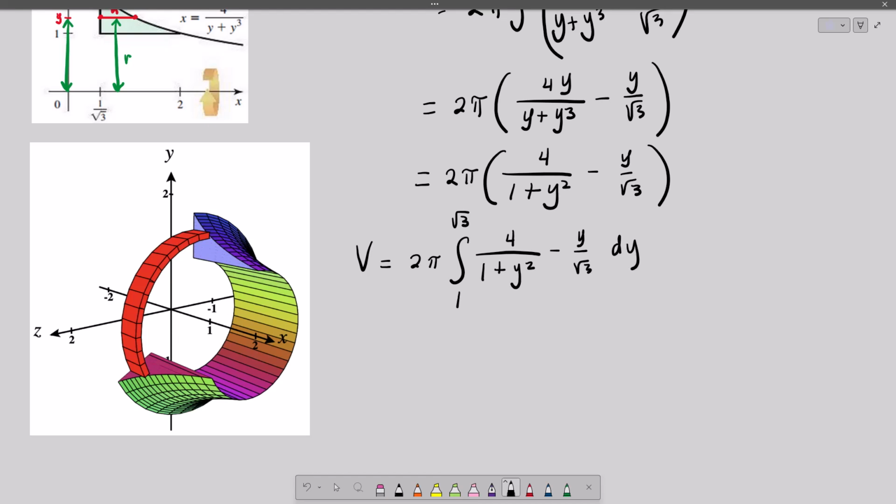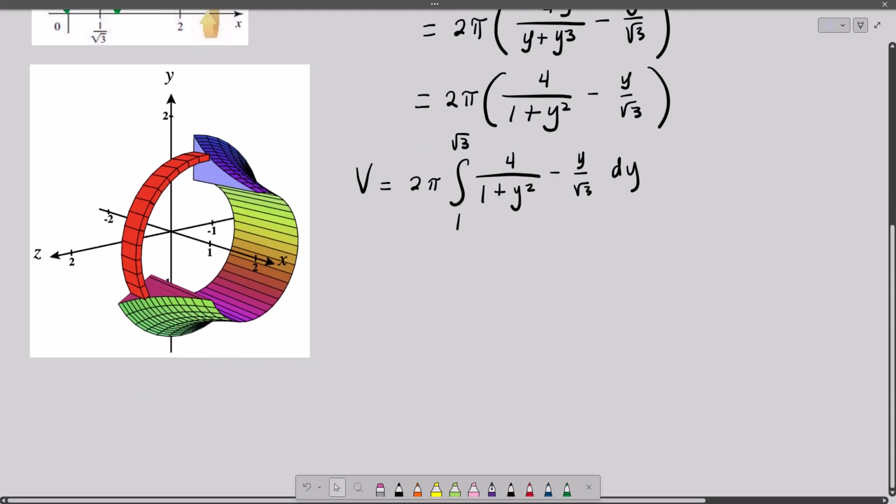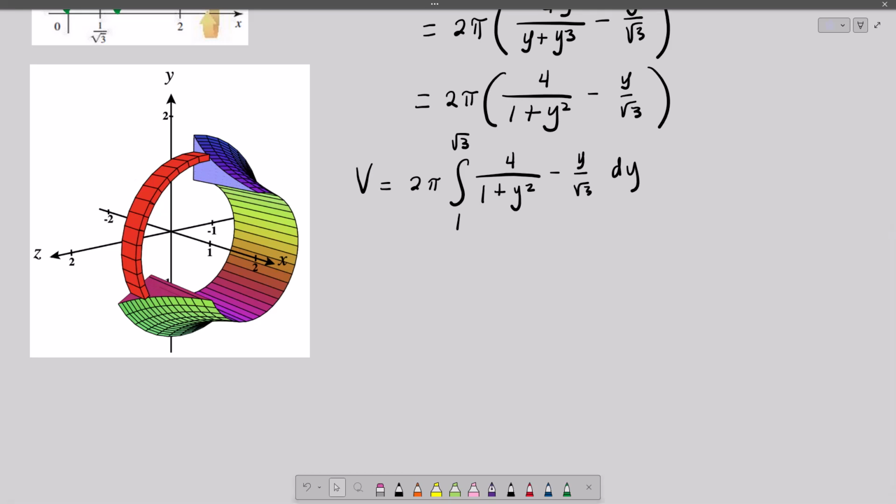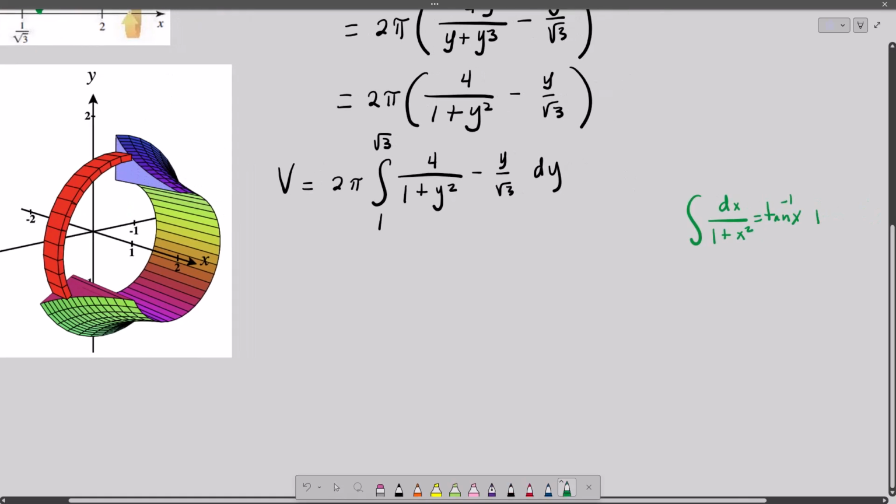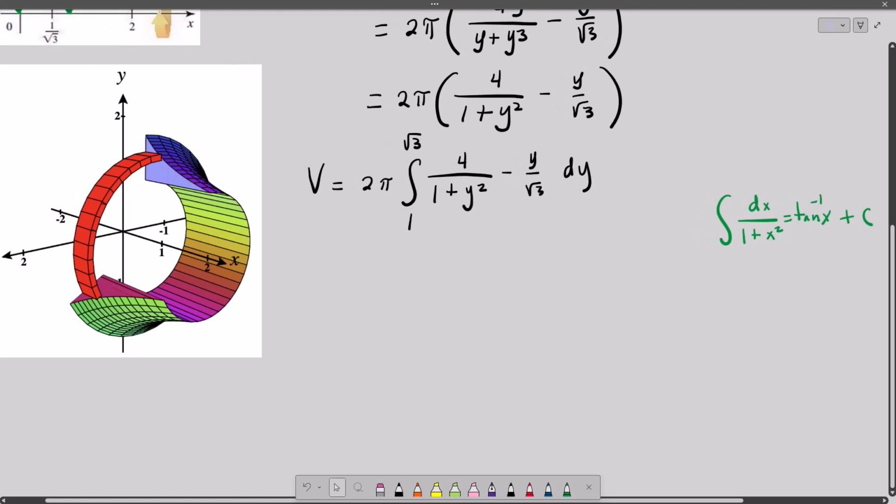So there's our volume. Someone mentioned earlier, there's a Calc 1 integral that you learn, that's for arctan. It's one of the most important arc functions you're going to see. And we know that the integral of 1 over 1 plus x squared is arctan of x. So we're going to use that fact. We'll see that one quite a bit this semester.